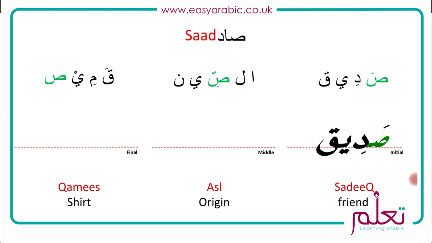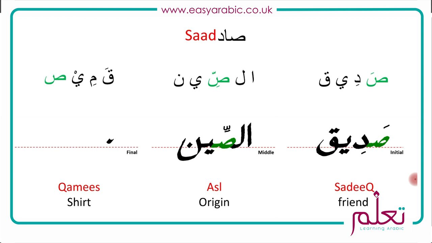Next one, we have the word Asl, which is origin. So the letter Alif, then the letter Lam, then the Sad, then the letter Ya, and the letter Nun. So here you'll see a new character called Shadda, which we'll cover later. Asl, you can write like this, or with the Kasra on the bottom. Asl.